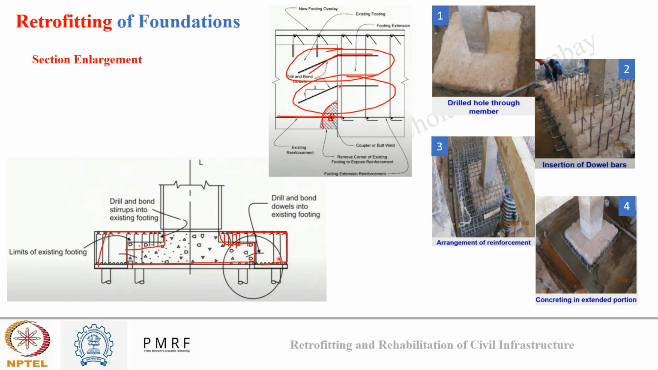In these images also you can see the series of activities. There was my old footing in which holes were drilled throughout the members. In these holes dowel bars were inserted. Then the steel reinforcement cage was installed all across the existing footing, and then concreting was done. The completion of this whole activity will provide me an enlarged footing area.